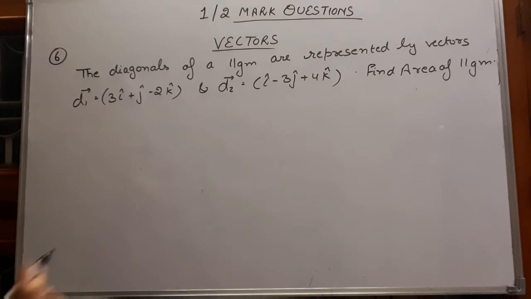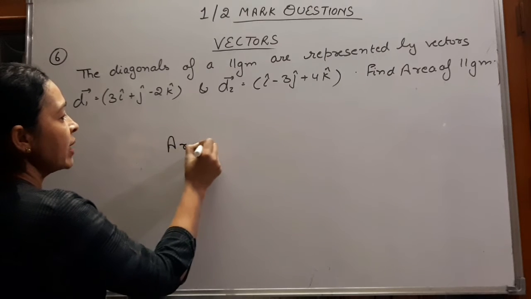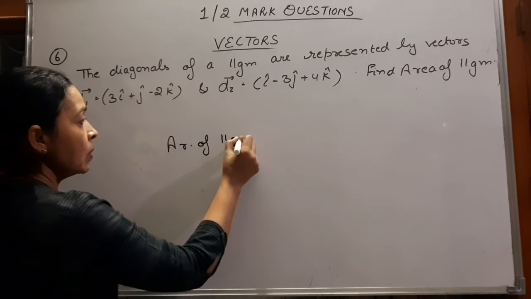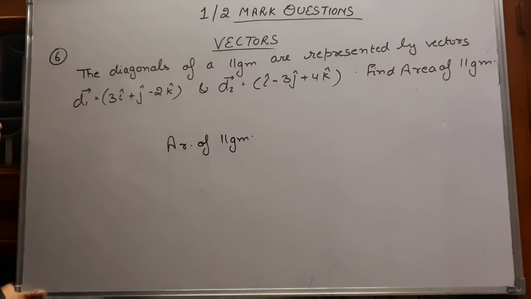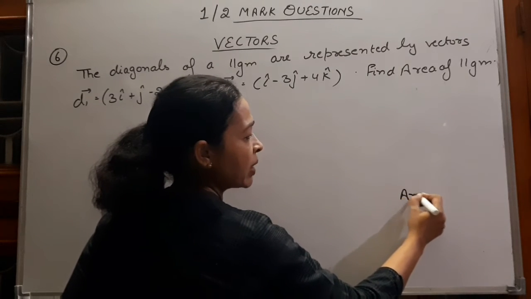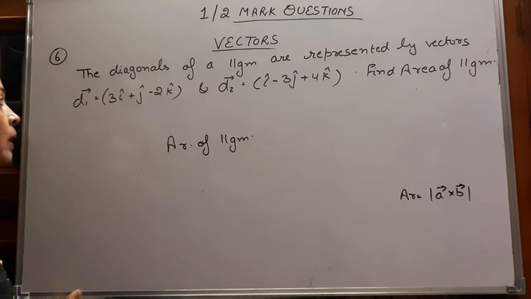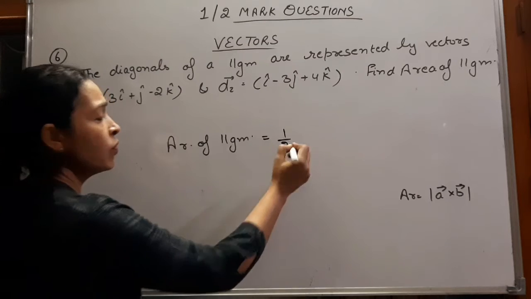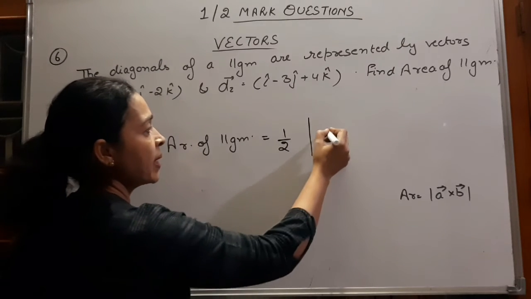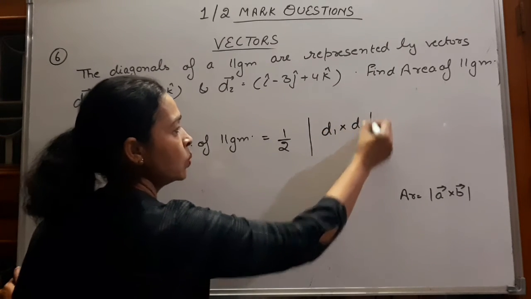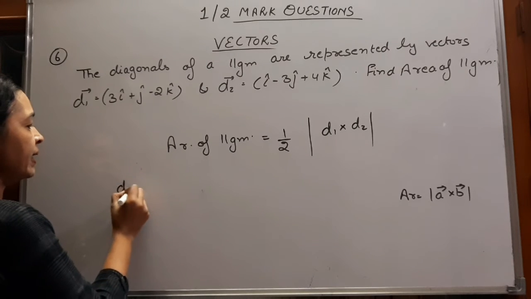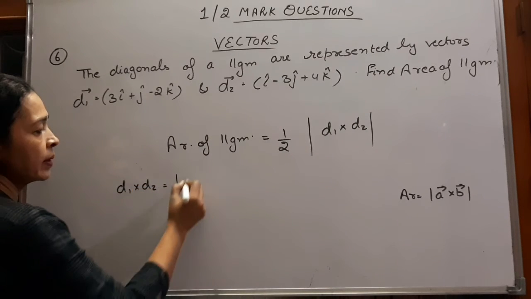The diagonals of a parallelogram are represented by two vectors, D1 and D2. We have to find the area of the parallelogram. What is the formula for the area of a parallelogram? In case adjacent sides are given, then the formula for the area of a parallelogram is magnitude of vector A cross vector B. But in this case we are given the diagonals. The formula for finding the area of the parallelogram is 1 by 2 magnitude of D1 cross D2. First find D1 cross D2.